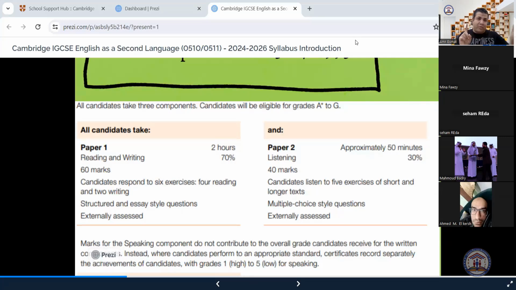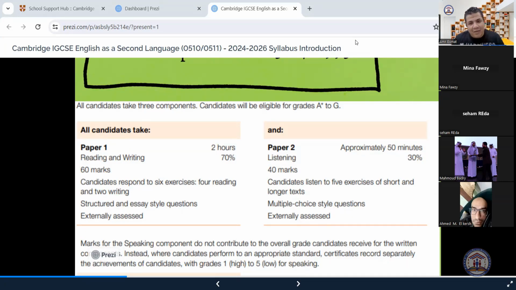Paper 1 is compulsory, and the marks will be counted. It represents 70%. It is reading and writing, 6 exercises. Paper 2 is listening, 5 exercises, out of 40 marks, and it represents 30% of the total mark.